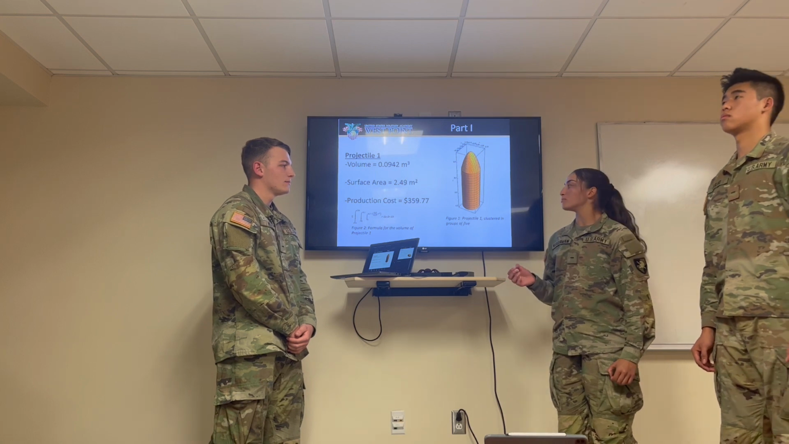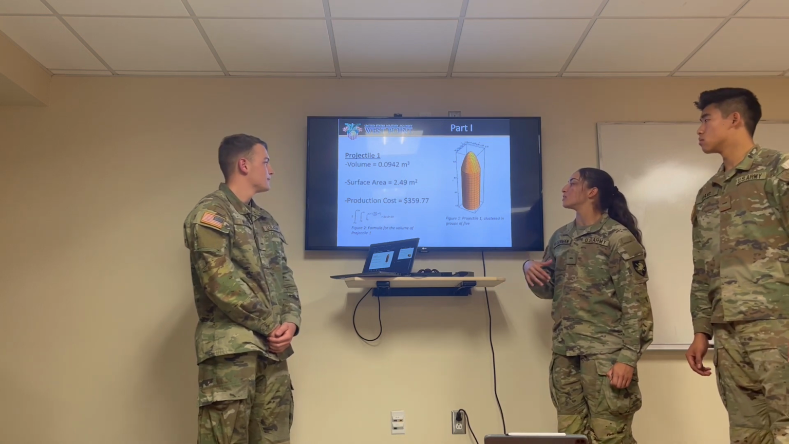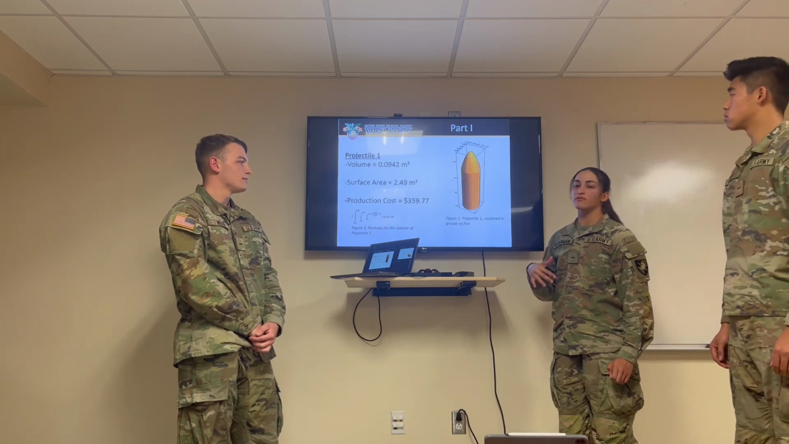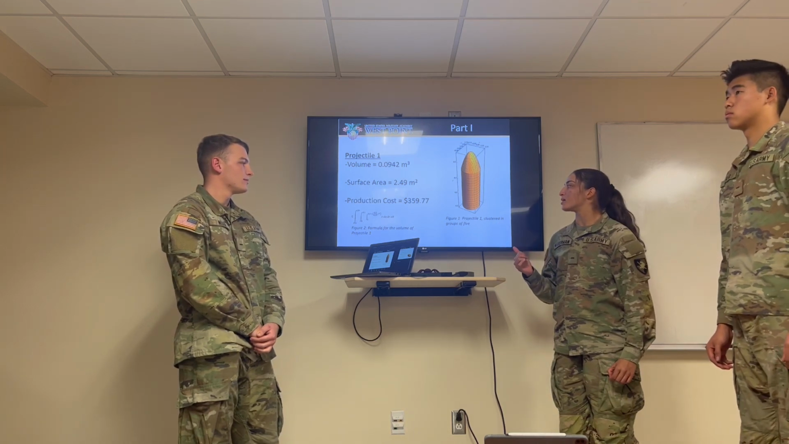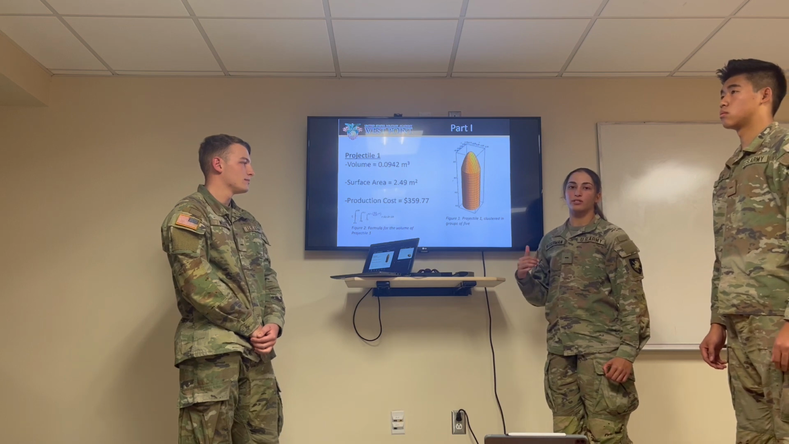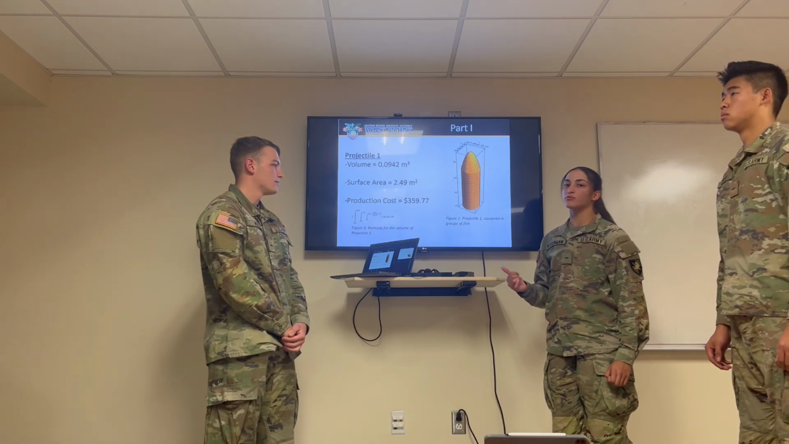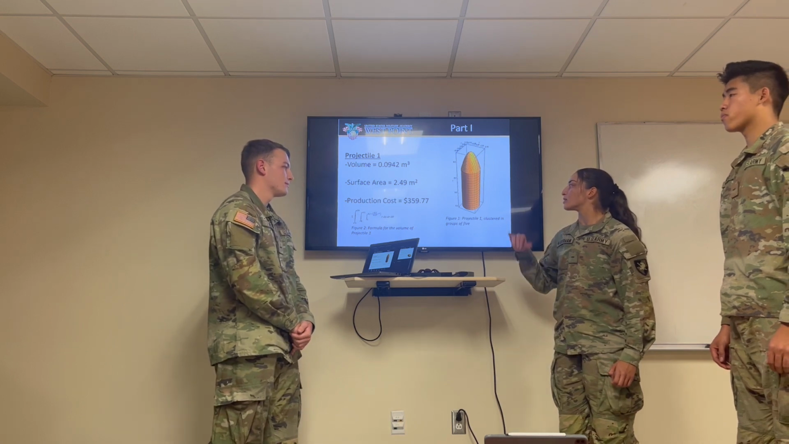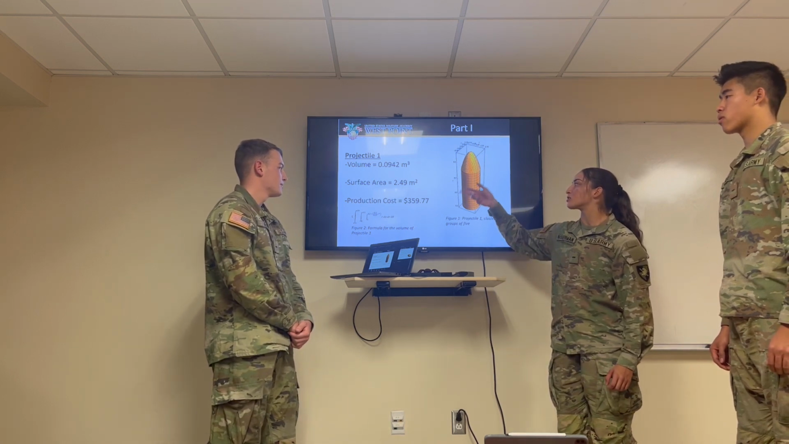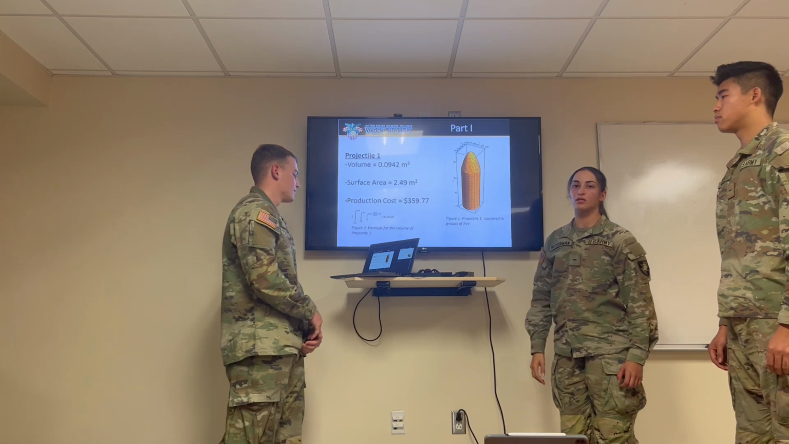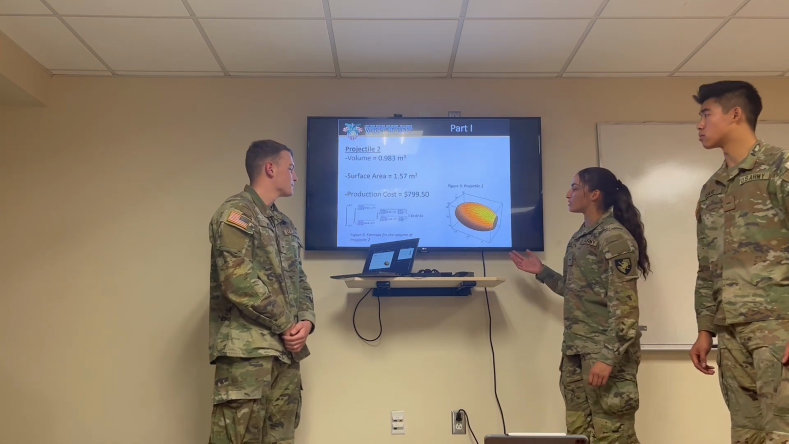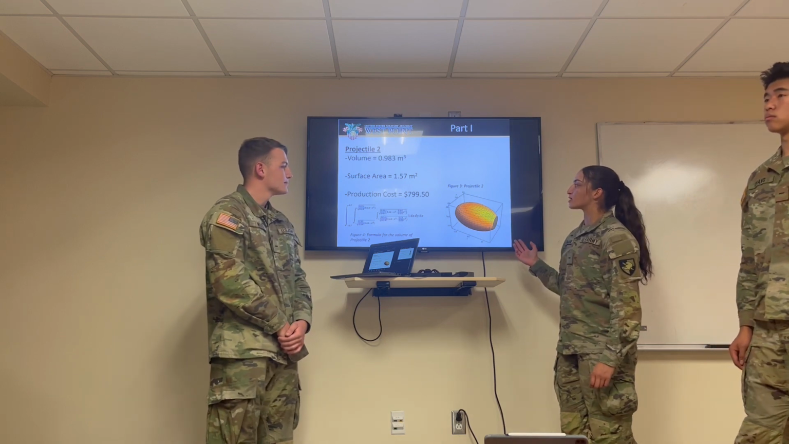per meter cubed. We multiplied that by the volume, and then we added that to our surface area, which was given to us, multiplied by the unit cost for surface area, which was $120 per meter squared, and we multiplied those two and then added that to the cost of volume for the total production cost. So we did basically the same thing for each projectile.